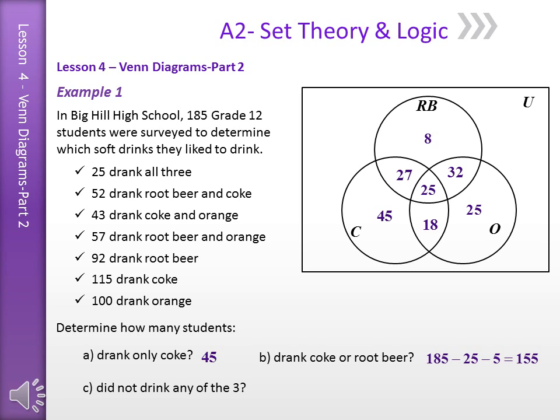Now there are 185 students altogether, and if we do add all the numbers that are within the sets, we find that we only add up to 180, so we do need 5 more. So the number of students that did not drink any of the 3 would be 5.